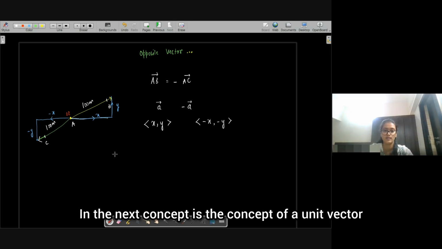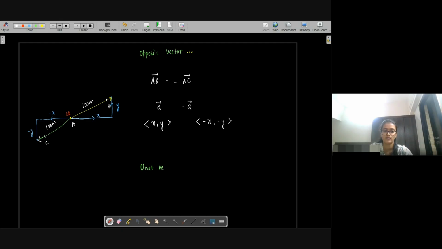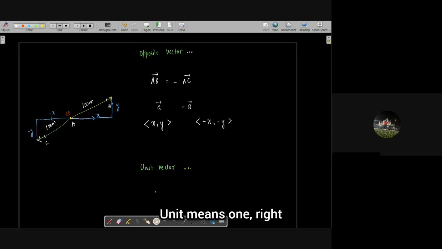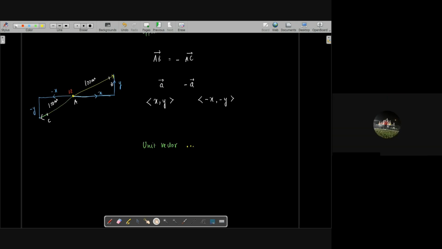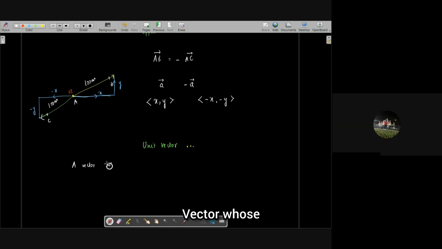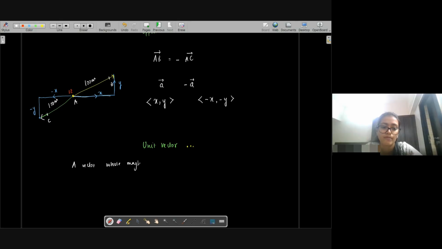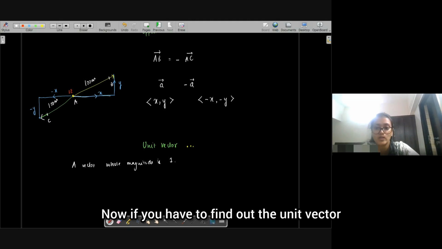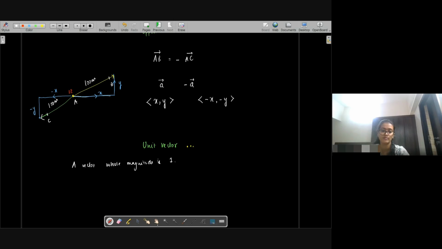Okay, the next concept is the concept of a unit vector. A unit vector is just a vector whose magnitude is 1. Unit means 1, right? Okay, so unit vector, a vector whose magnitude is 1.